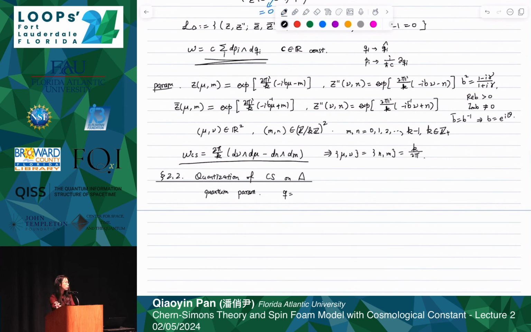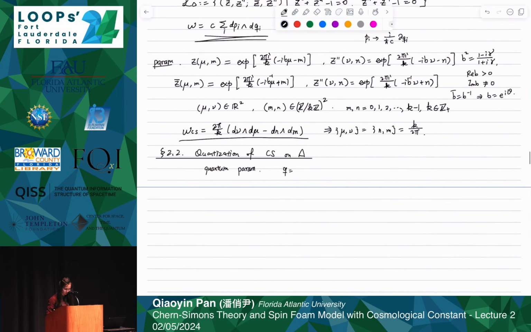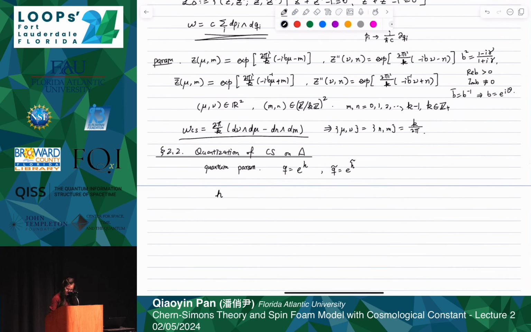Okay, let's quantize it. We quantize it first by introducing a quantum parameter q, which is the exponential of another parameter h, and q tilde, another quantum parameter, the exponential e to the h tilde. And this h is a function of the complex coupling constant. It equals 4 pi i over t, or it equals 2 pi over k times 1 plus b squared. And this h tilde just replaces t by t bar, or another way is to replace b by b inverse, so b to the minus 2.